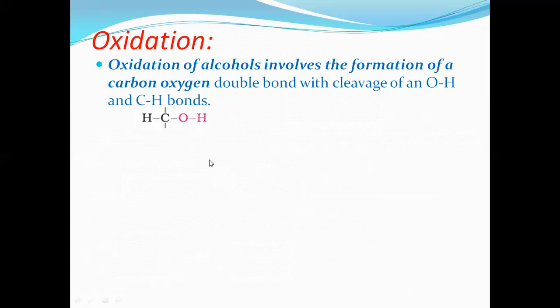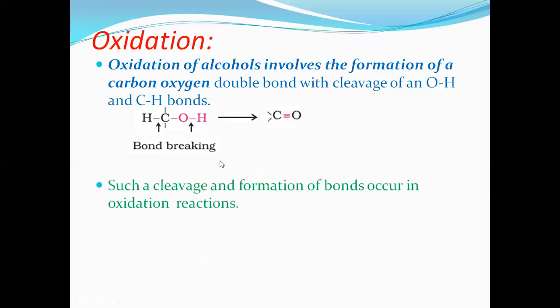First, breaking of the CH bond and breaking of the OH bond. If both OH and CH bonds break, the alcohol undergoes oxidation. While breaking these two bonds, the carbon oxygen becomes what? Double bond. Carbon oxygen becomes a double bond by breaking OH as well as CH bond. That reaction is called oxidation.